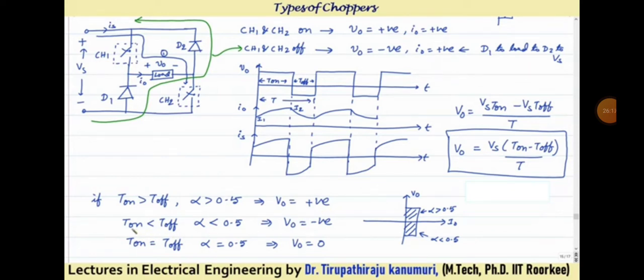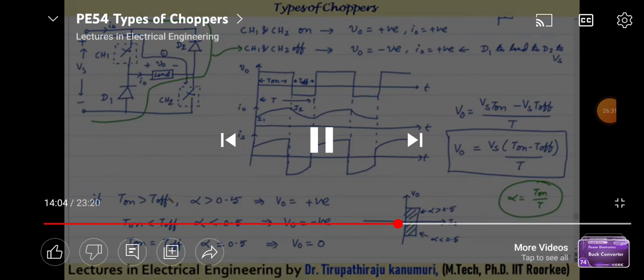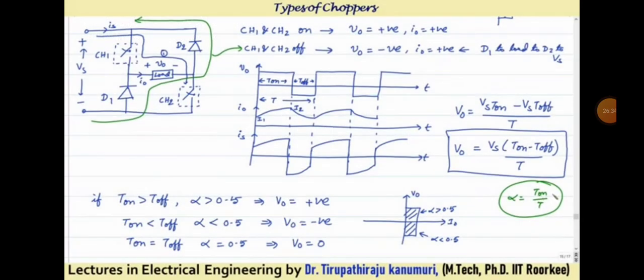Let us take the case if T on is less than T off. In that case the value of alpha is less than 0.5. So we can say that V0 is negative. Alpha is the ratio of T on by T. So when T on is greater than T off, that means alpha is greater than 0.5, or 50%, and V0 is positive. When T on is less than T off, alpha is less than 0.5, so V0 will be negative.